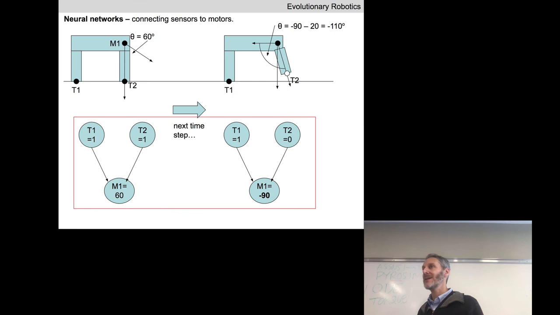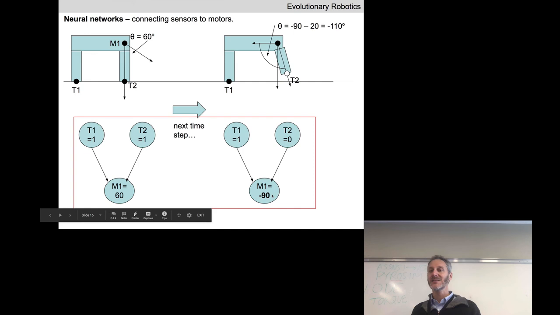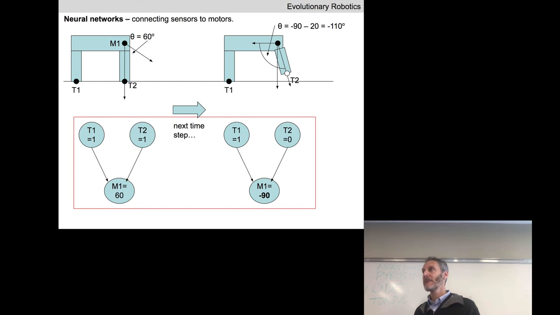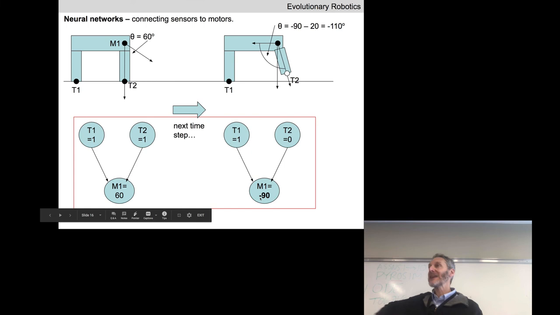Okay, so the values at the input layers have changed. Assuming there's no change to the synaptic weights, we get a new value, because we have new values at the input layer. In this case, let's assume the value is minus 90. What's going to happen at the next time step? The leg is going to start coming back, right? Because we're asking for flexion, pull inward towards the body. It's going to start accelerating back.